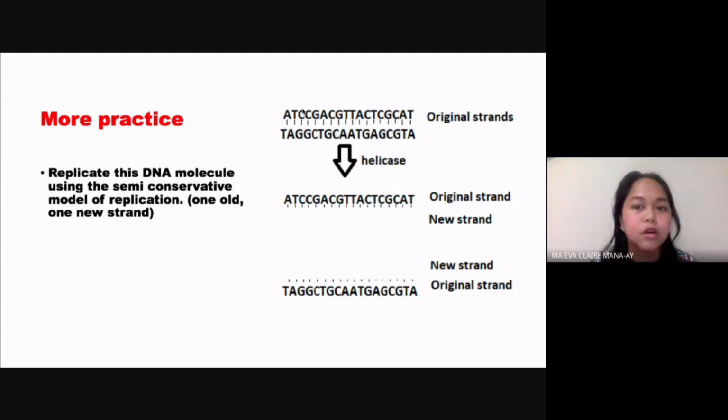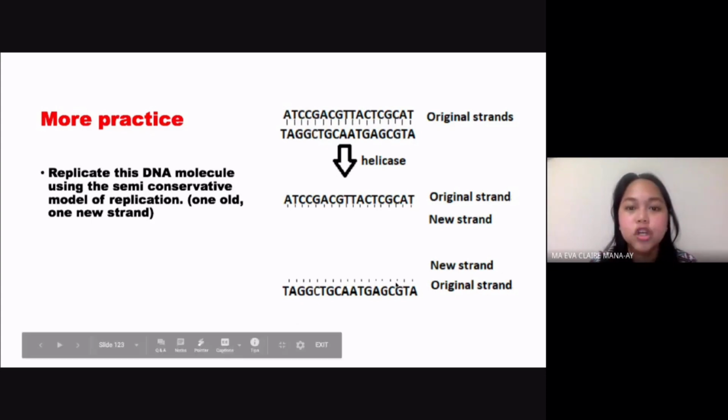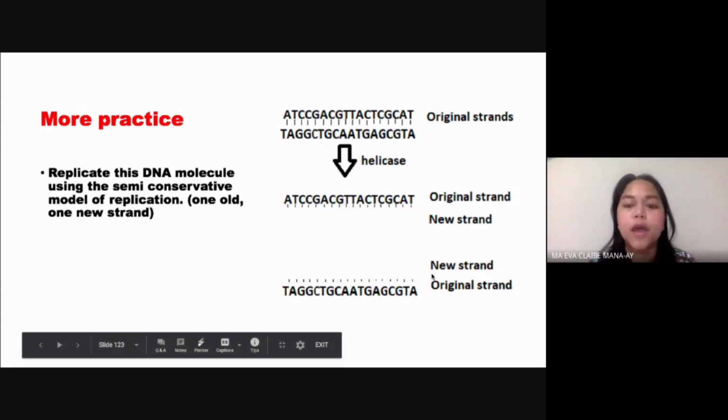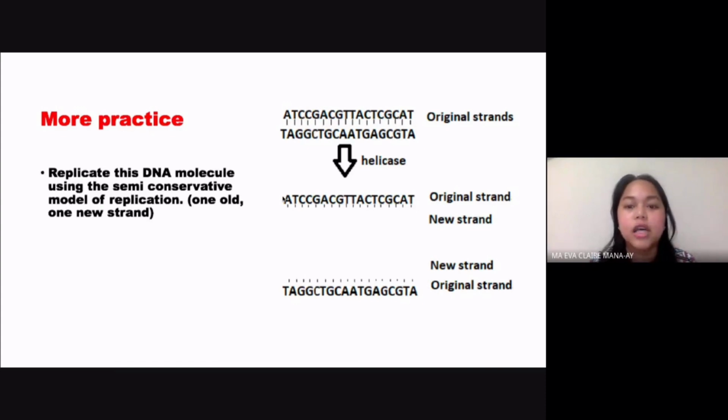Remember, we've got this from the original DNA molecule, and we know that these are already complementary. So to complete your new strand here, that should be the same as the original strand that you have here at the bottom. So that would just be TAGGCT. Now to complete your new strand at the bottom, that should just be equal to your original strand, the one that we find on the top. So the bottom part here would just be ATCCGA.